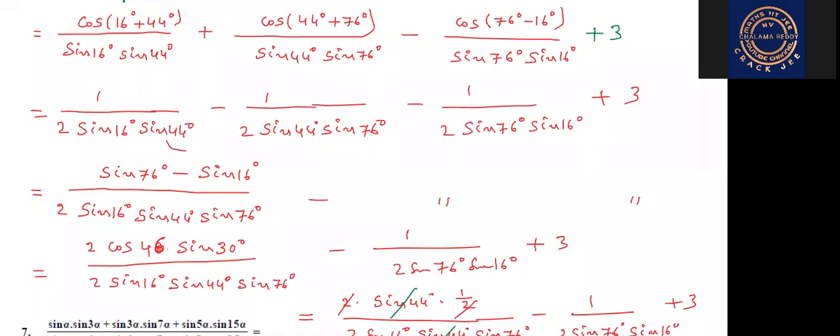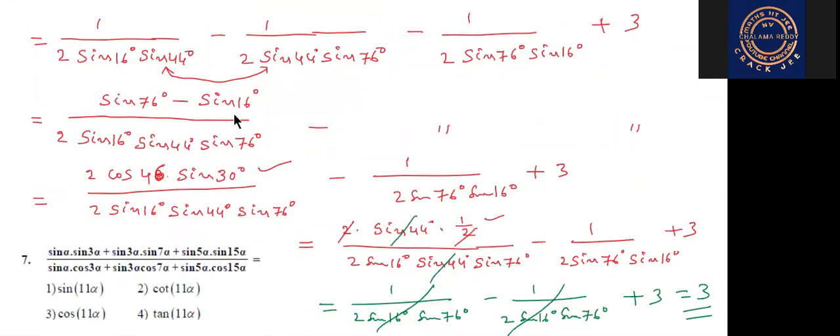In these two terms, take LCM. In the numerator you will get sin C minus sin D, formula 2 cos C plus D by 2 sin C minus D by 2. So cos 46, we can write sin 44 here. The remaining two terms are the same. Sin 44 is cancelled. Sin 30 value is 1 by 2, 2 cancel. Overall, the first term and second term are going to cancel. So we get the answer plus 3.